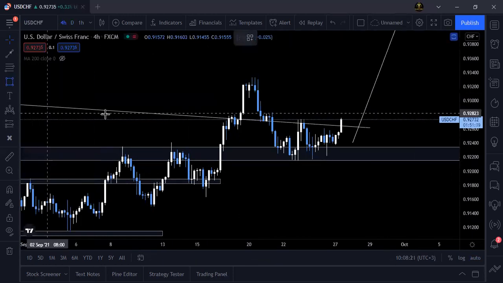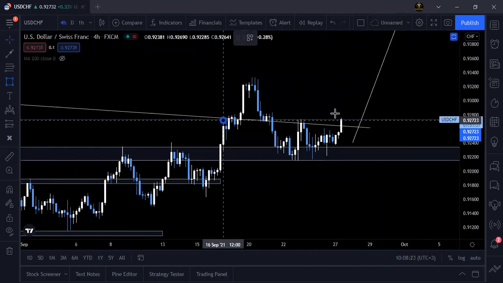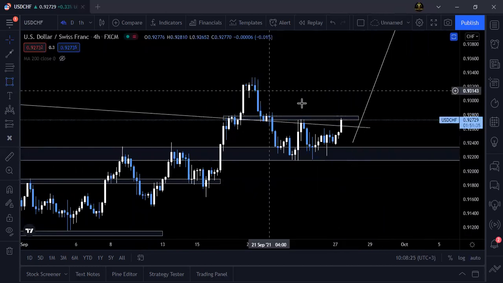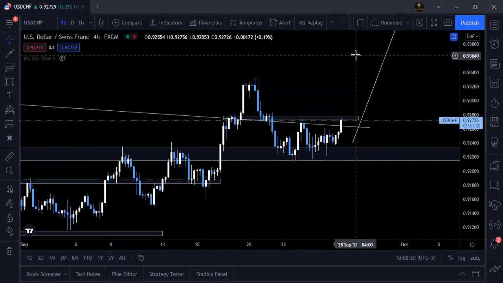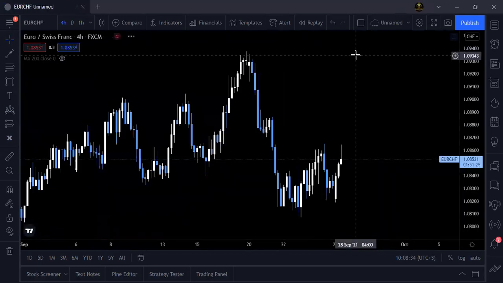So my entry scenario in this currency pair will be that I'll be waiting for this market zone to be broken, retested, and prices keep on pushing higher. That's Usdchf.